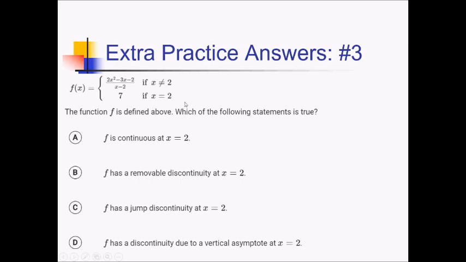This isn't one of those where you have one rule for less than 2 and one for greater than 2. This one, we have a single rule for all the values of x that are not 2, and then another rule for exactly 2. So this 7 rule isn't doing a whole lot, but it's going to be important in this problem. So to figure out whether we are continuous or have some kind of discontinuity, we're just going to go ahead and start proving continuity and see what happens.